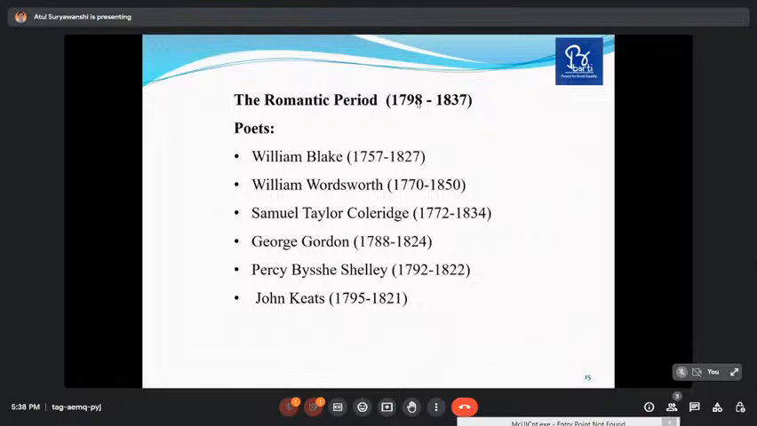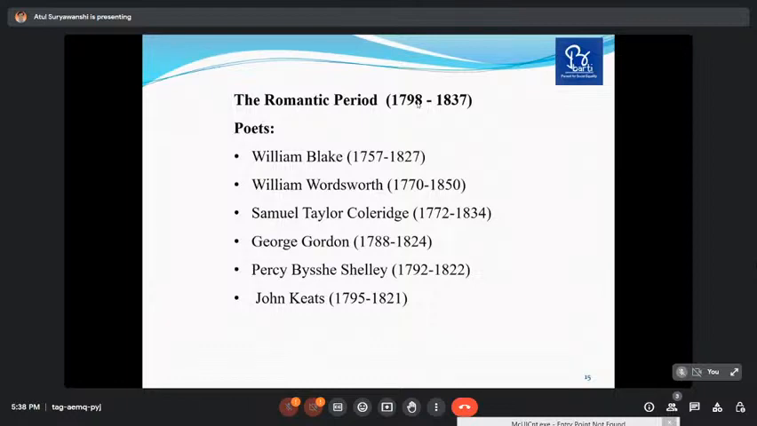For the dear God, he loved us, he made and loved us all, is the message of S.T. Coleridge through that poem. The time span of S.T. Coleridge is 1772 up to 1834. He is one of the prominent poets and writers during the Romantic period. The next is George Gordon, 1788 up to 1824.